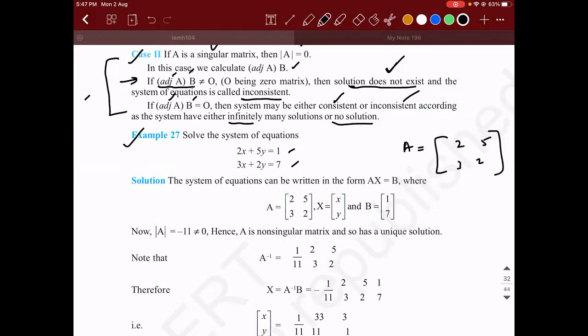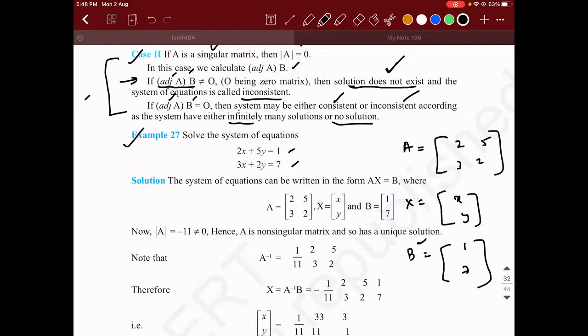Before you write the coefficient matrix, what is it that you're supposed to ensure? It should be a non-singular matrix. Determinant of A should not be 0. Similarly, X will be the column matrix x, y, and B will be 1, 7.